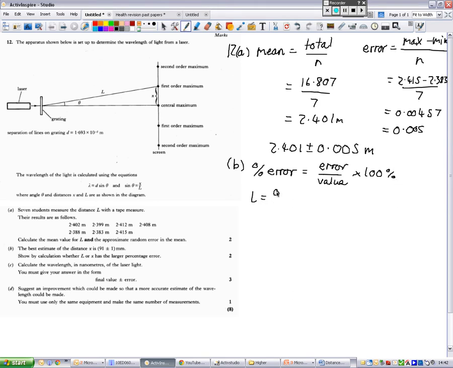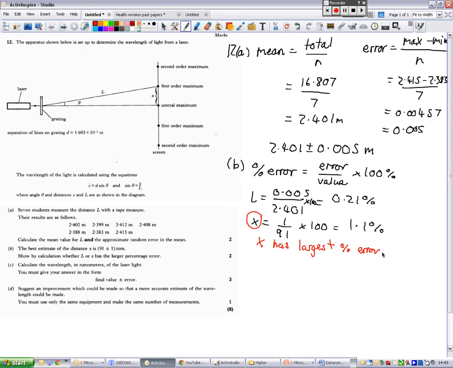L is 0.005 divided by 2.401. You've just calculated what the error is in L in part A. Times 100 will give you 0.21%. So I should have it times 100 in there. For x, it's 1 divided by 91 times 100 gives 1.1%. So therefore, x has the largest percentage error. You would make some kind of statement there. So x has largest percentage error.